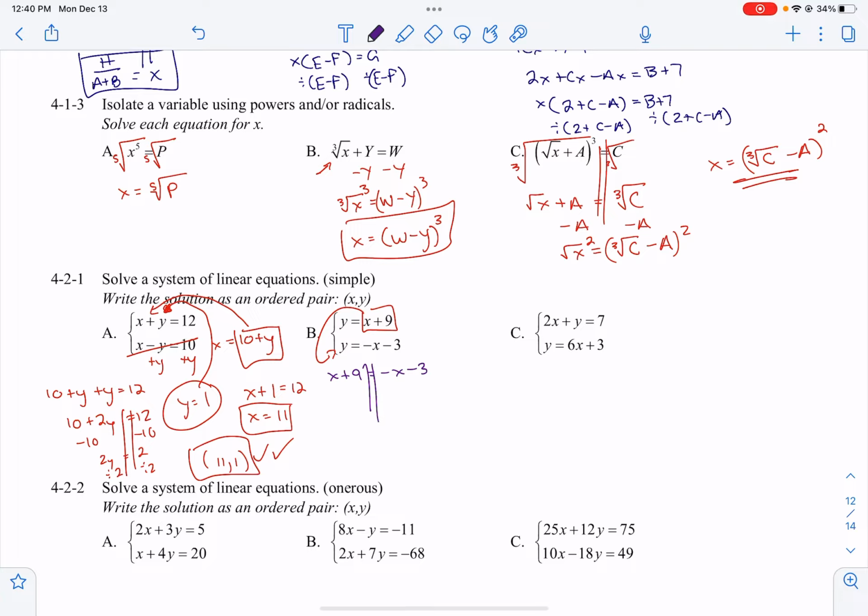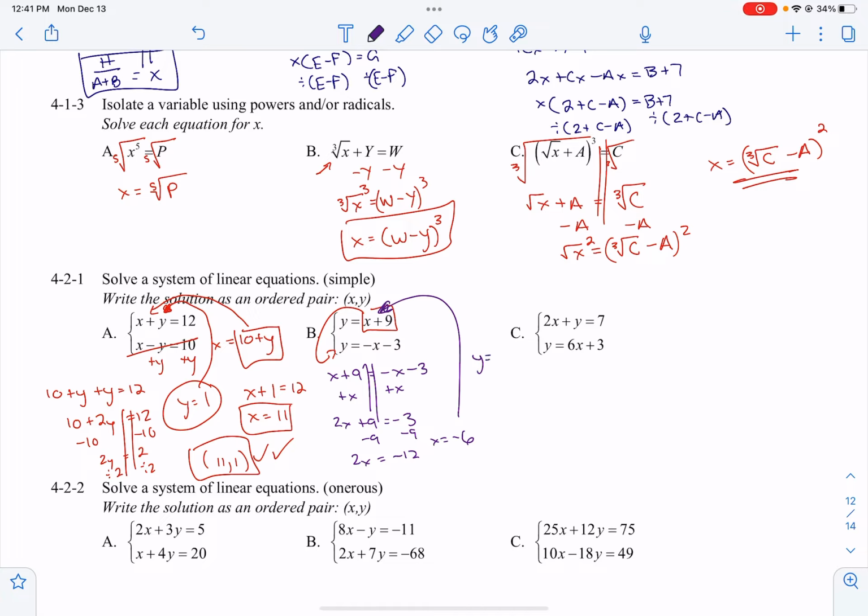So I want my x's together, so I'm going to add x to both sides. So 2x plus 9 equals negative 3. Now I want a minus 9, so 2x equals negative 12. Divide by 2, and x equals negative 6. Now that I know what x is, I can plug it in right there to get my y value.